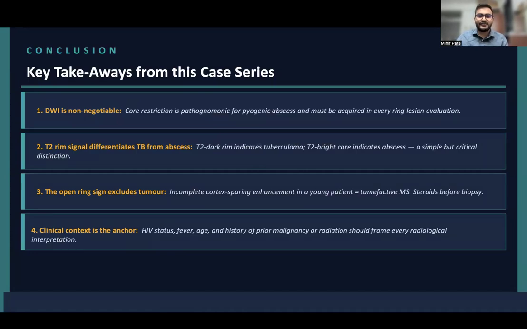Conclusion: DWI is non-negotiable. Core restriction is pathognomonic for pyogenic abscess and must be acquired in every ring lesion evaluation. T2 dark rim indicates tuberculoma. T2 bright core indicates abscess. A simple but critical distinction.